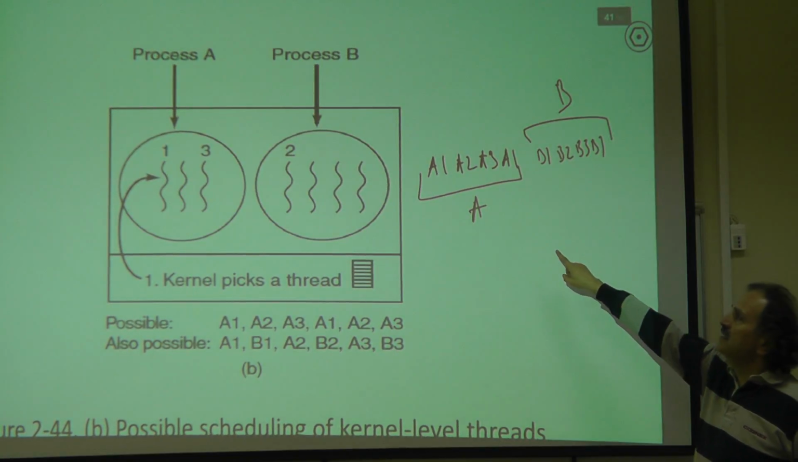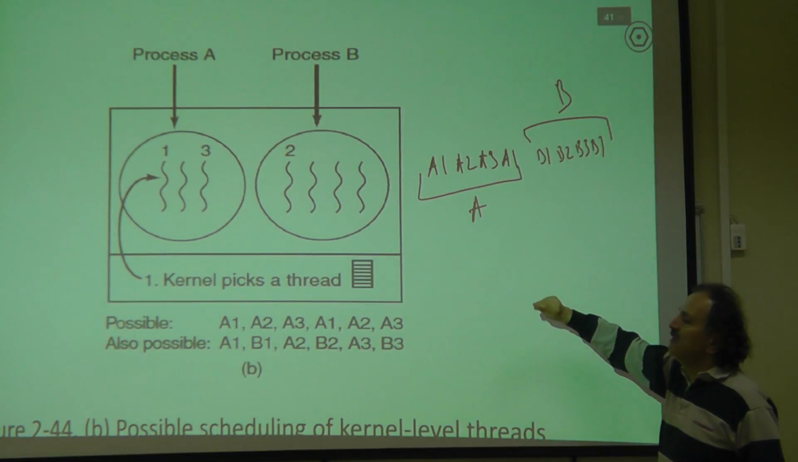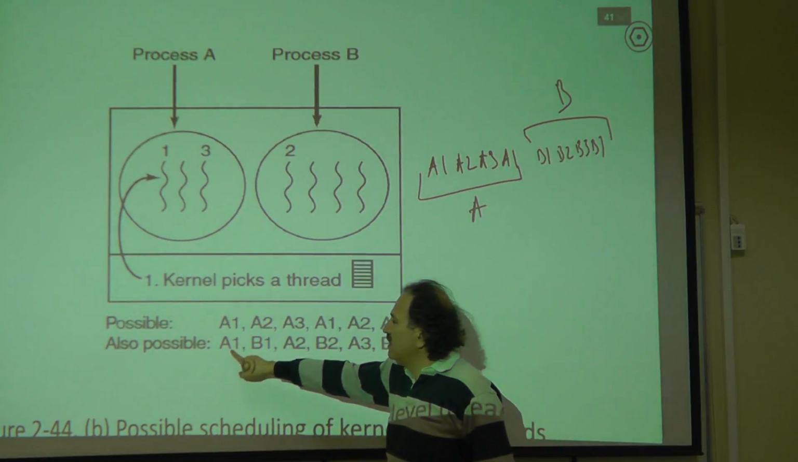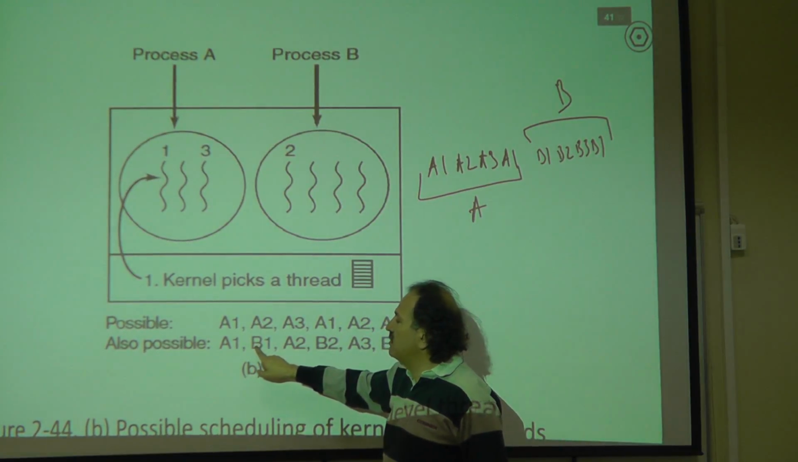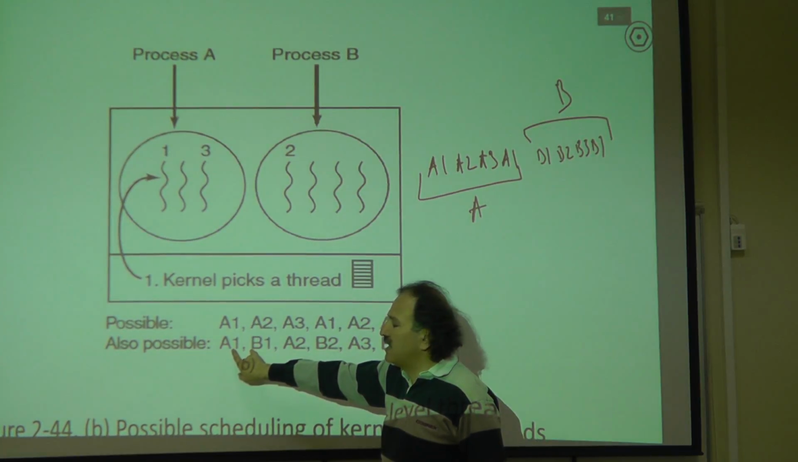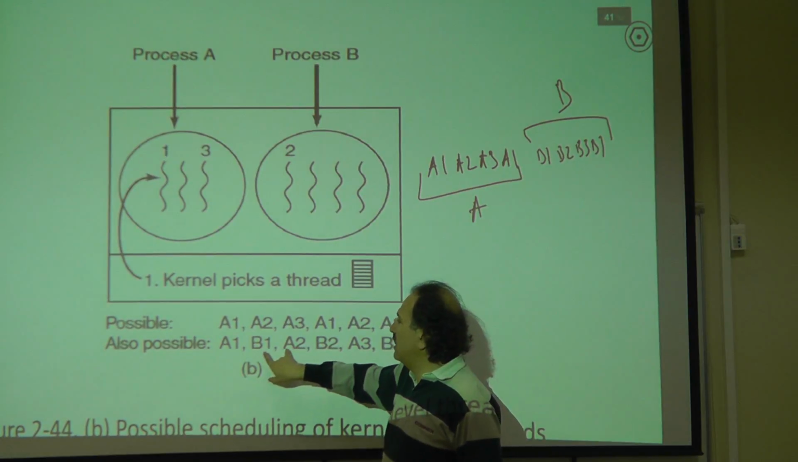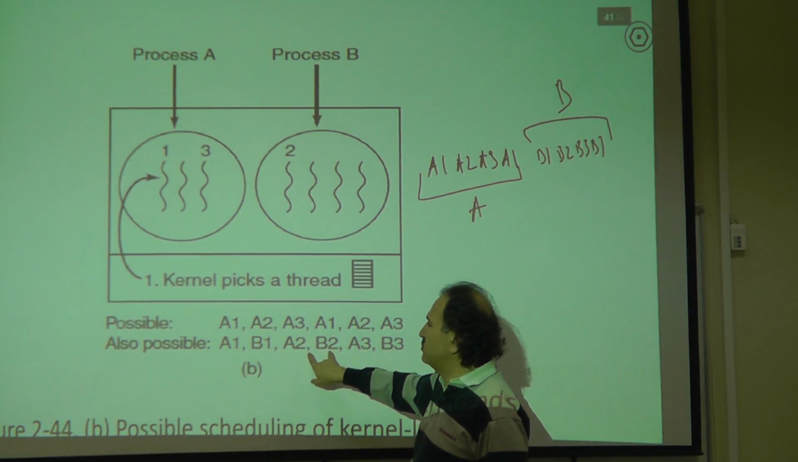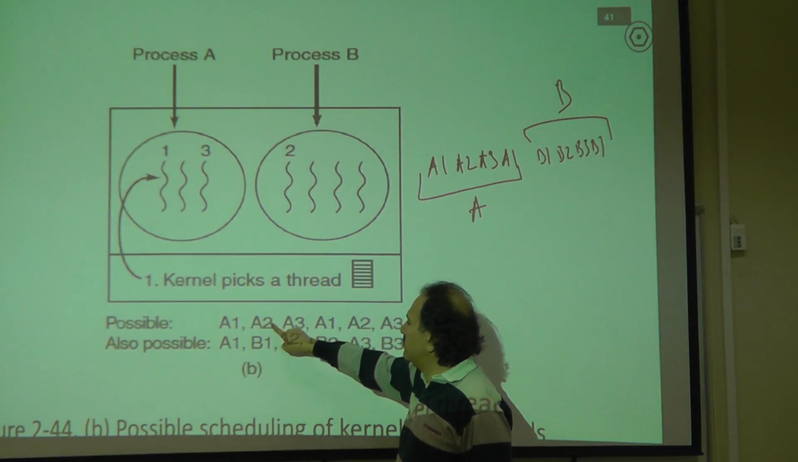So if I switch between A1 and B1, between these two threads, I have to do a full context switch. And a full context switch here, and a full context switch here. In this case, I don't do any full context switch.